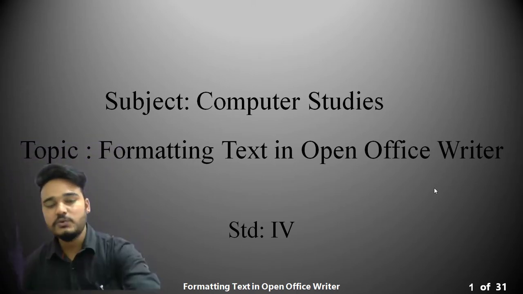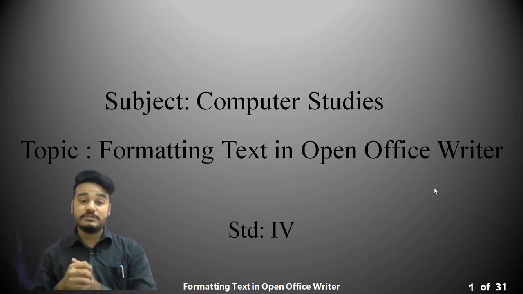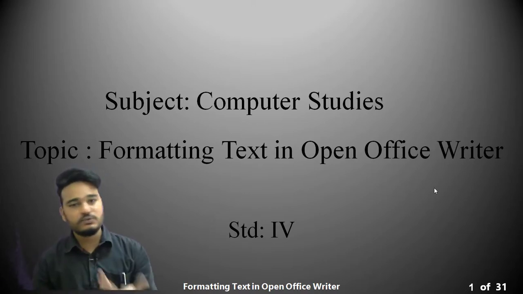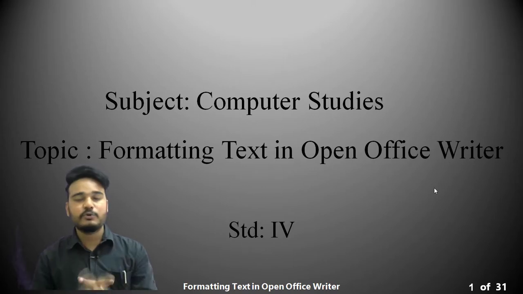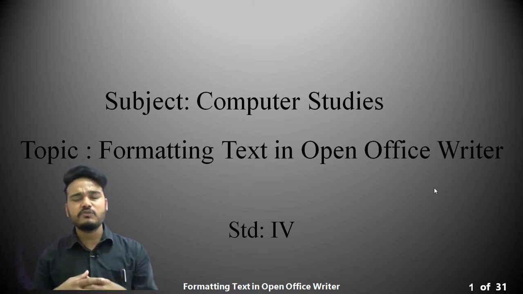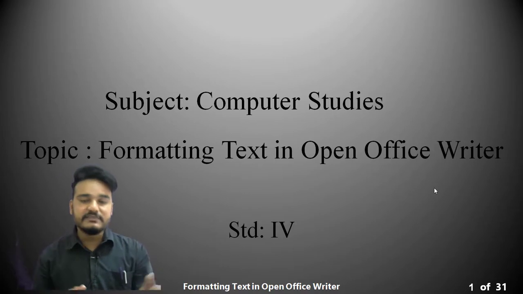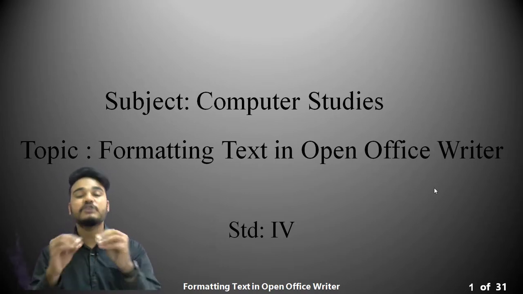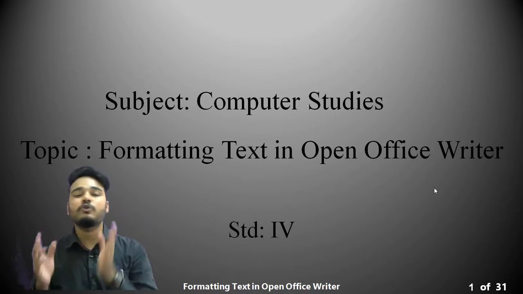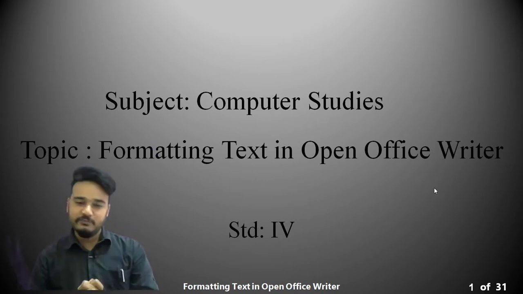Okay, so the name of the lesson is formatting text in OpenOffice Writer. Text means whatever we type in our OpenOffice, that will be the text, that will be the input for your formatting. And formatting means what? Formatting means processing that text to change it in a particular way so that it will look good. And OpenOffice Writer is the name of the application that we are going to use.